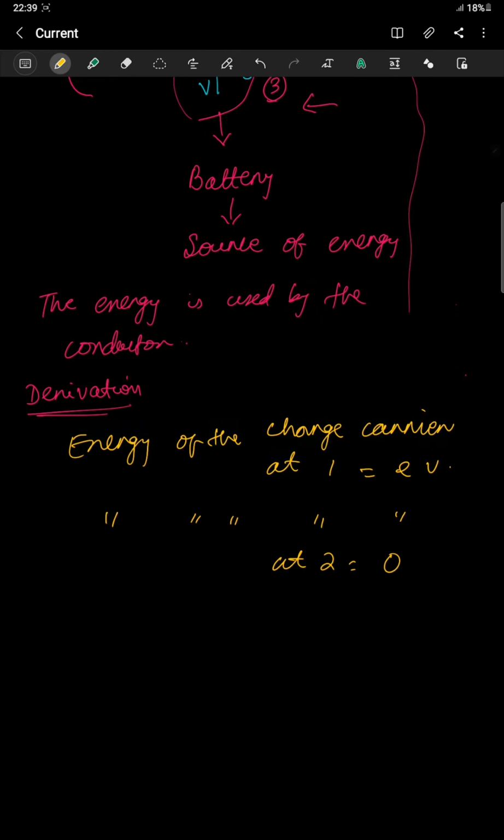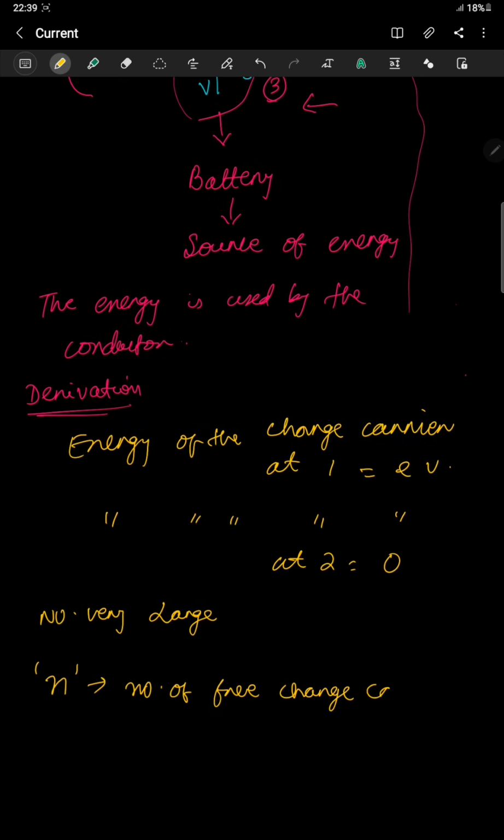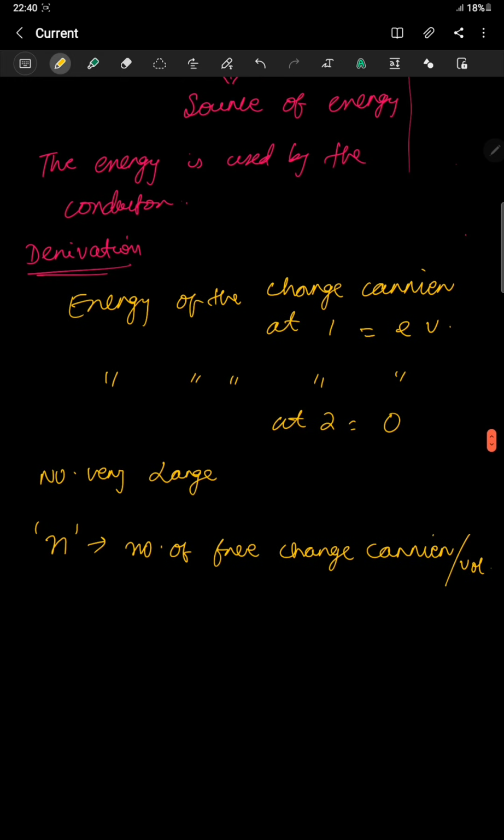Now where is this energy taken? This energy is taken up by the conductor. Now how many charges, or how many positrons, are present in this conductor? The number is very large. Large number of positrons are present, for which we introduce a term n. So what is n? n is the number of free charge carriers per volume.